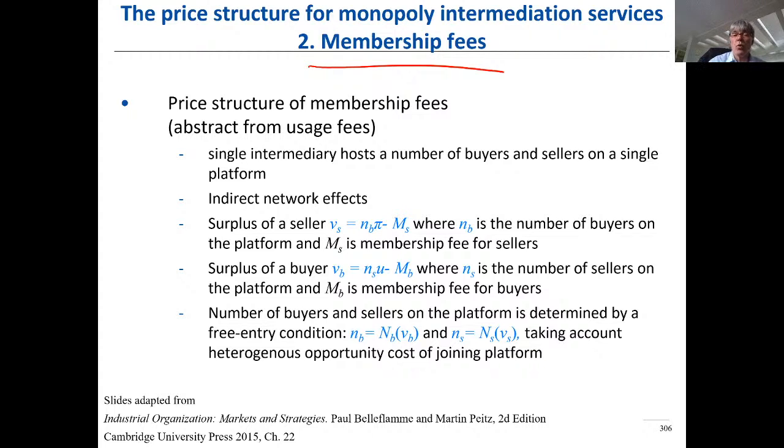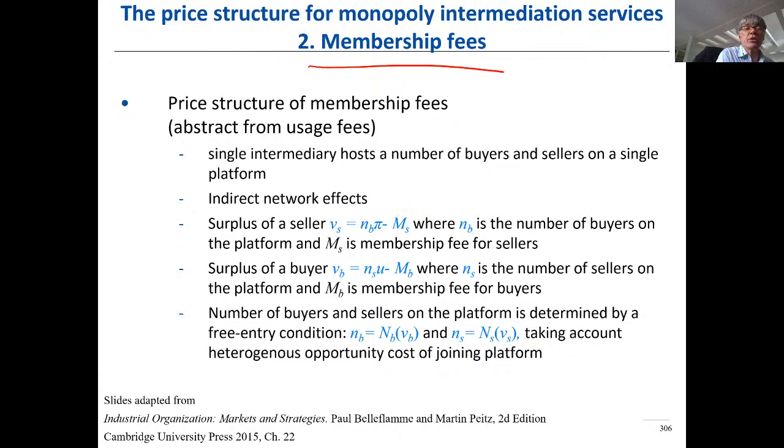So this is more like an example with, say, a nightclub, and if you enter that, it's important for you that many people of the opposite sex are there. Or it might also be a newspaper where you have many readers, which is good for advertisers, and it might also be the other way around.